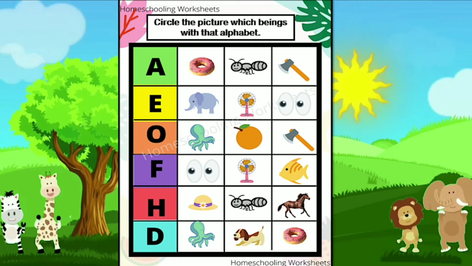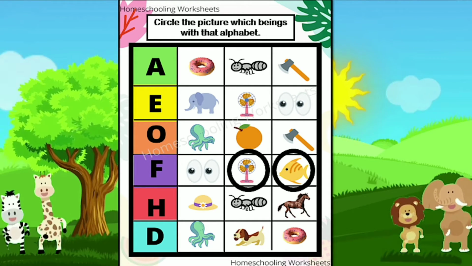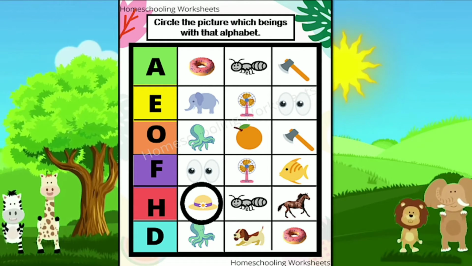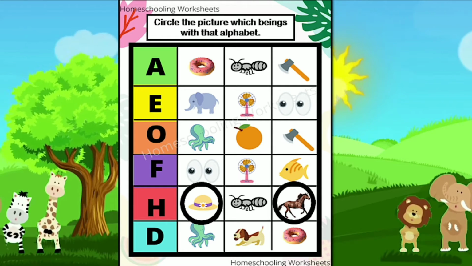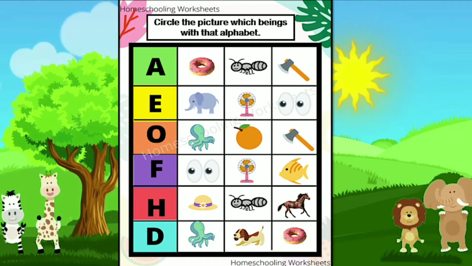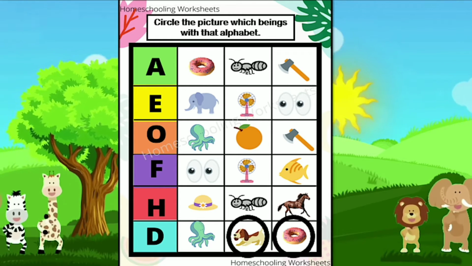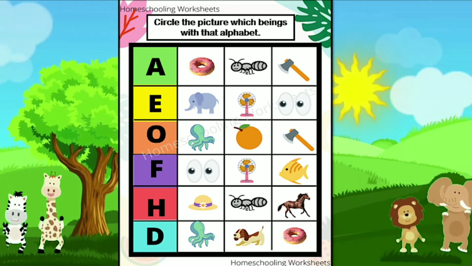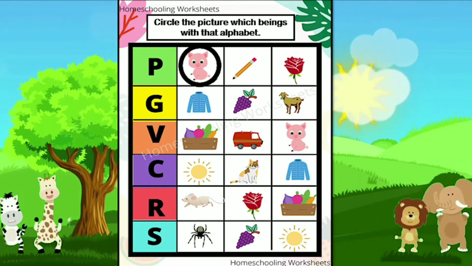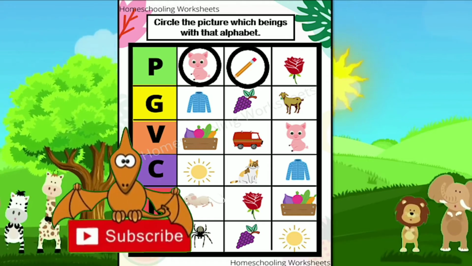F for fan. F for fish. H for hat. H for horse. D for dog. D for donut. P for pig. P for pencil.